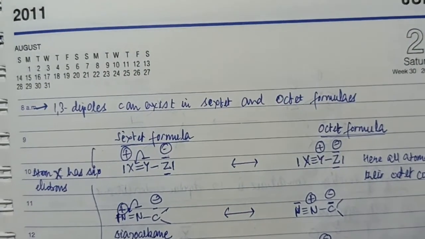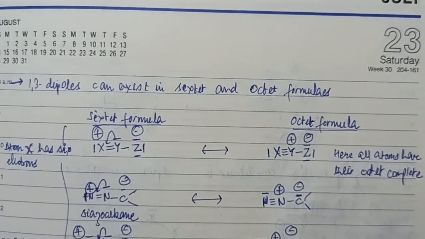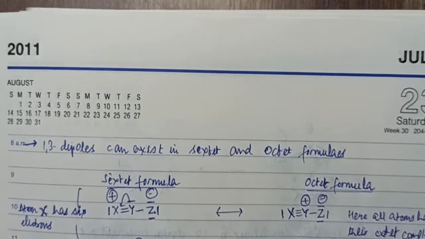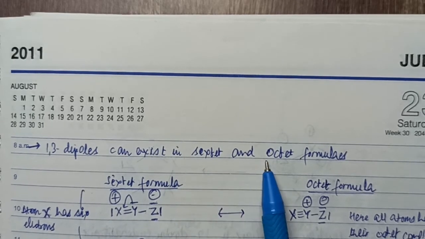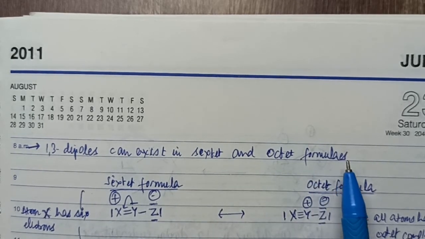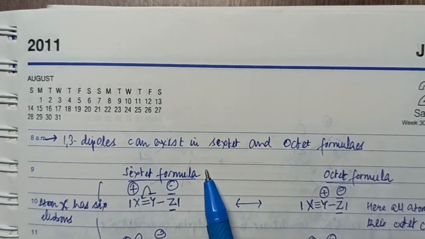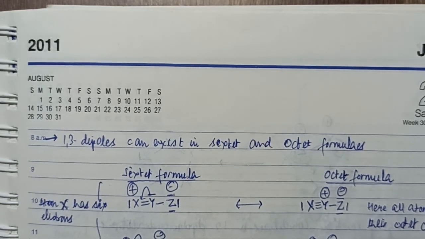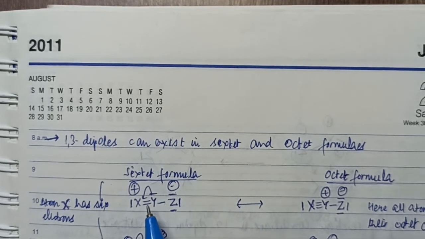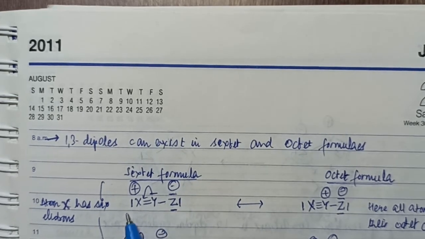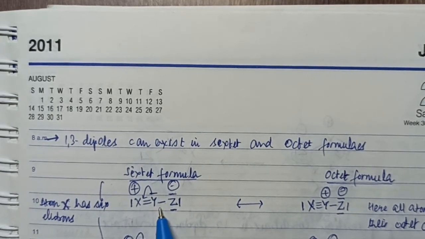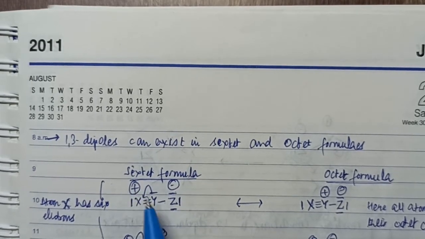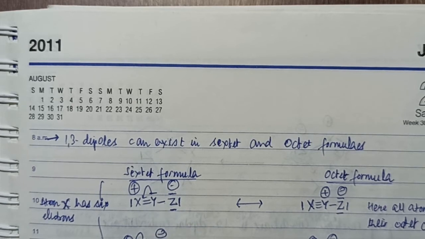Right. As I've told you before also, 1,3 dipoles can exist in 2 particular isomeric structures. We call these isomeric structures the sextet formula and the octet formula. Now what are the sextet and the octet formula? The sextet formula normally represents the proper 1,3 dipole. If I have to write a 1,3 dipole, let's say I have X, Y, Z species. Z, let's say, is negatively charged. X, let's say, is positively charged. And you have a lone pair on this Y atom.